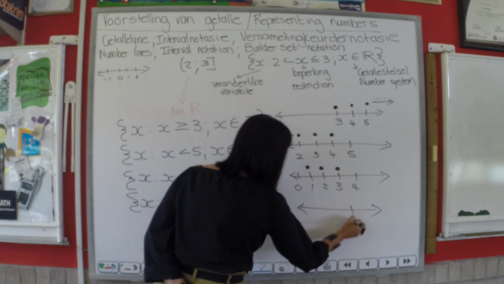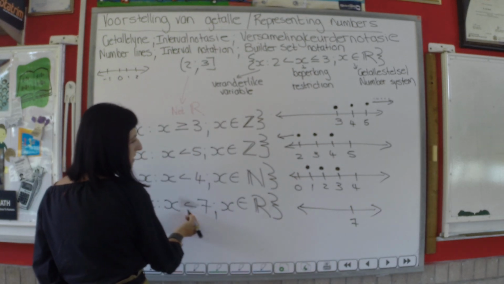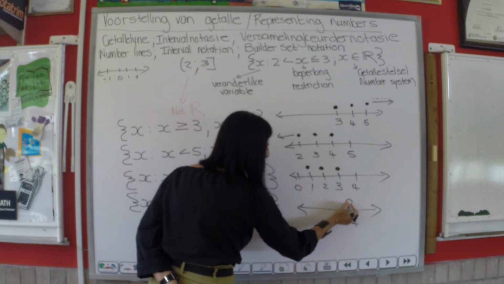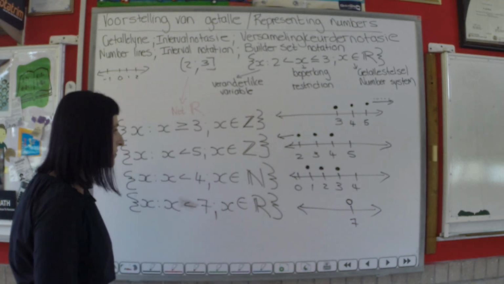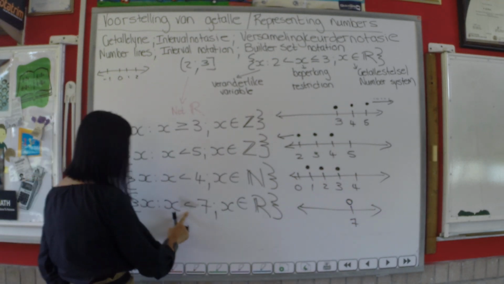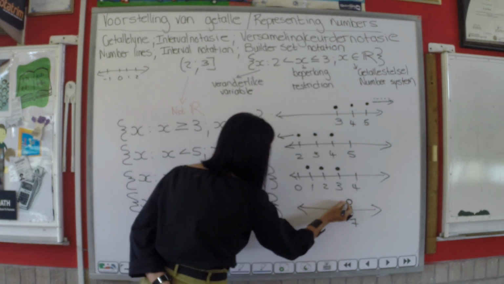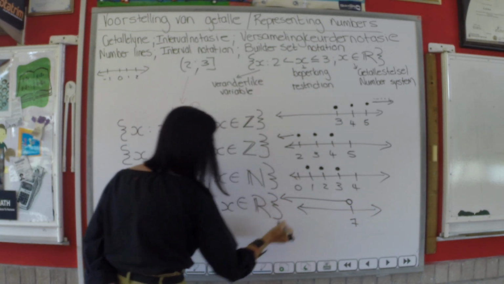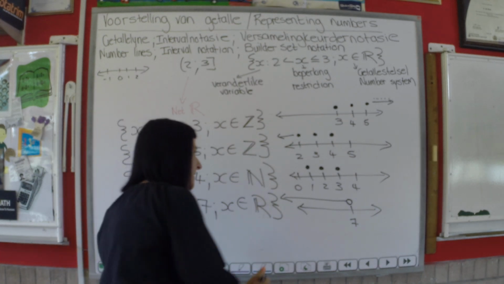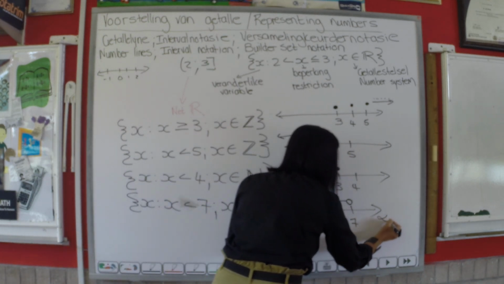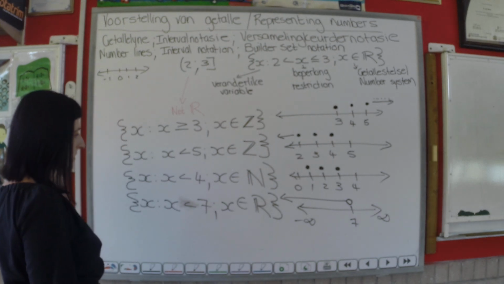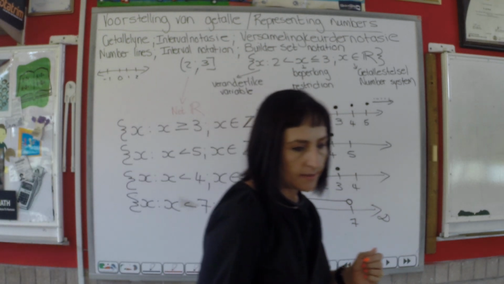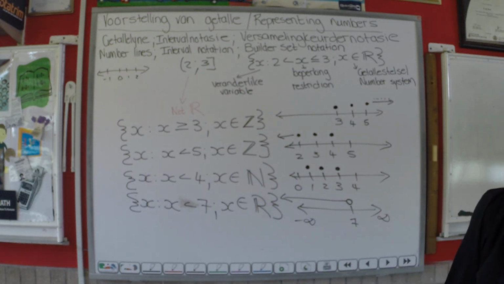So as ek getallelyn teken, daarso 7, there's now equals to open dot. Now equals to, the dot is not colored, and now it's smaller than, and it's real numbers, so I'm going to draw a line to the smaller side, want ek het my klein kantjie, minus oneindig, en my groot kant, plus oneindig.